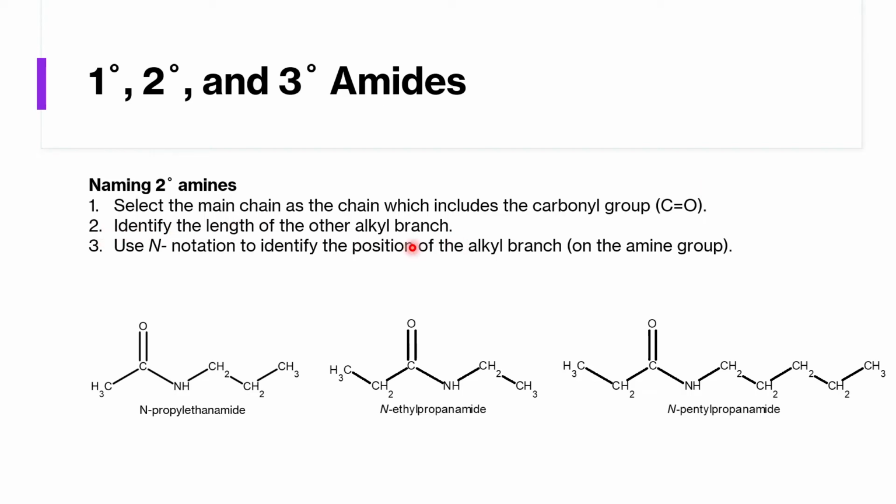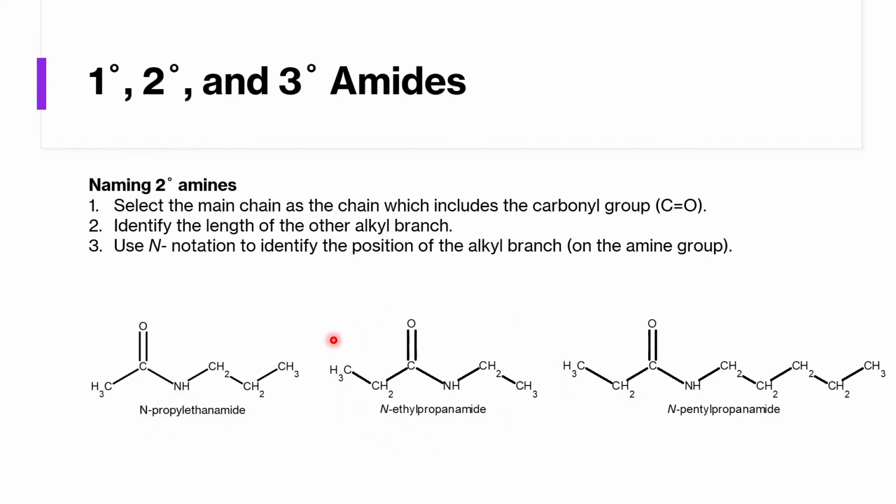We can then identify the other alkyl branch and then just use N notation to identify that it is attached to the nitrogen. So for example, this chemical here has a chain of 3 and a chain of 2. Even though this is the longest chain, it is considered the alkyl chain because it does not have the carbonyl group on it. So this is an ethane amide, and because it's a secondary amide, we also have to identify what the chain is, and that's an N-propyl chain. Putting all that together, we end up with N-propyl ethane amide.